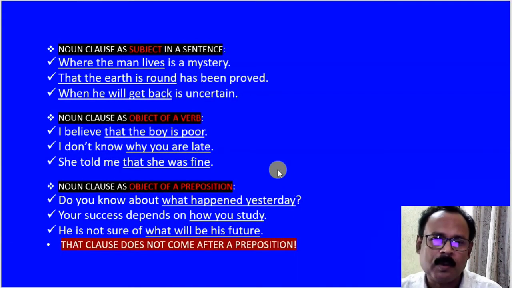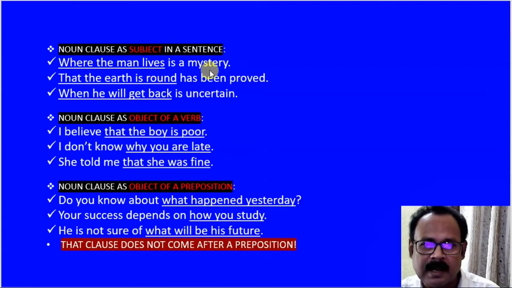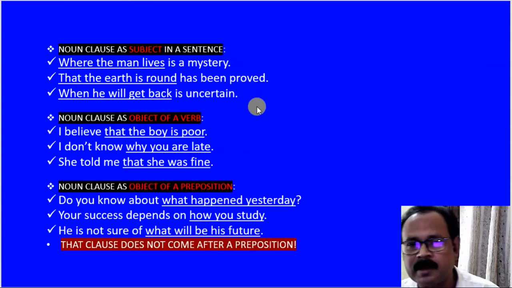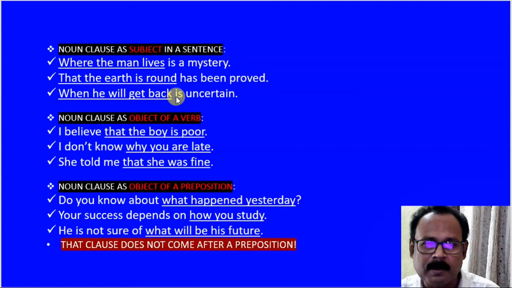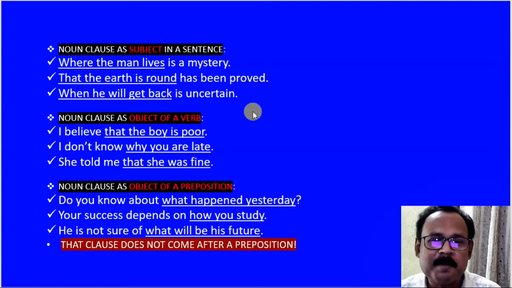We will go into all the functions one by one. First, noun clause as subject in a sentence. How does the noun clause work as a subject in a sentence? Where the subject is, the noun clause comes first. For example, where the man lives is a mystery.